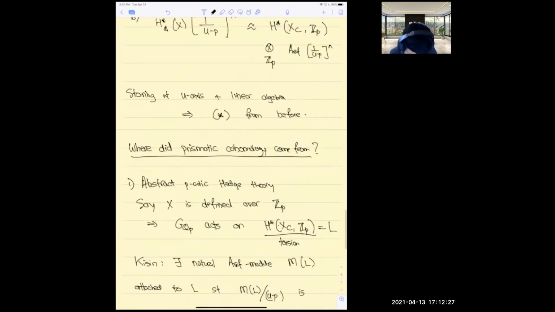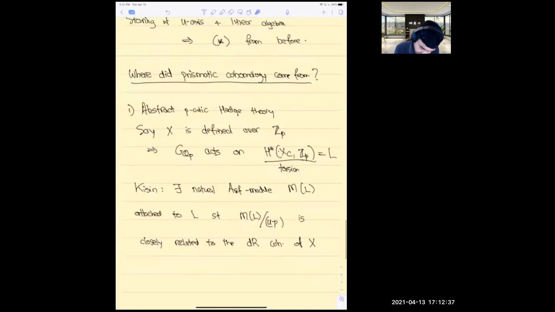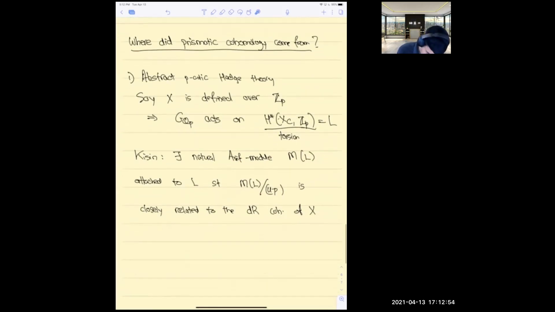Right, so in my comparison isomorphism for prismatic cohomology, I had a similar statement. I took prismatic cohomology and I modded out by u minus p, and I got de Rham cohomology over here. And so Kisin is producing a module over this Fontaine ring A_inf with the property that when you mod out by u minus p, you get de Rham cohomology. Or it's closely related in the sense that they're the same up to torsion, because in his theory, he's always ignoring torsion. And so then a natural question was, can you actually do all of this geometrically?